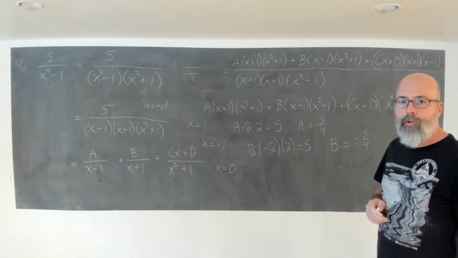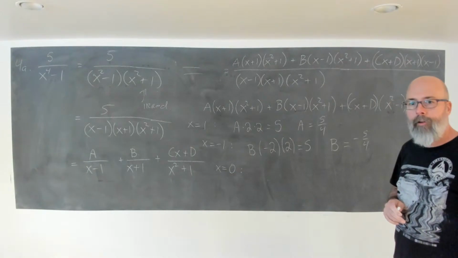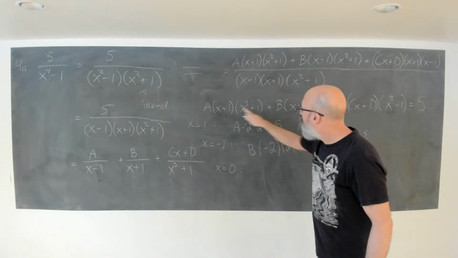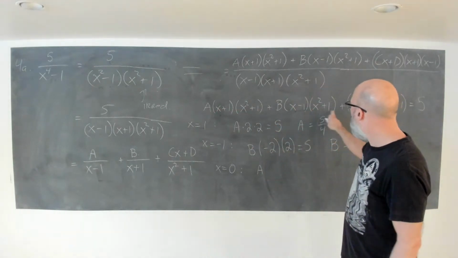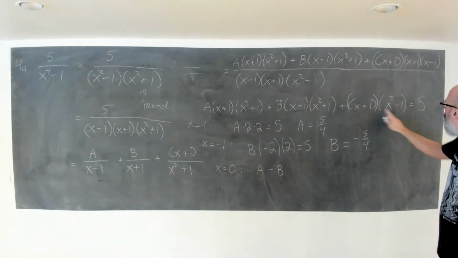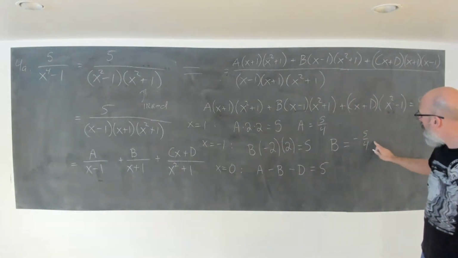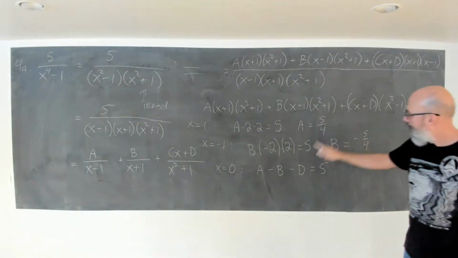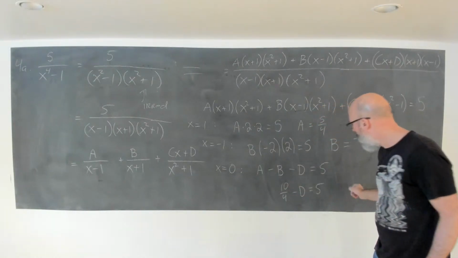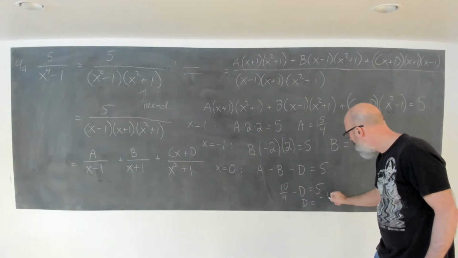So are both A and B used or just one? In fact, A, B, C, and D are all used. We need all of them. If x is 0, what happens? Here we get A. Here we get minus B. If x is 0, that's gone. And we have minus D is equal to 5. But we just found A and B. So that's 10 over 4 minus D is equal to 5. D is easily seen to be minus 10 over 4.